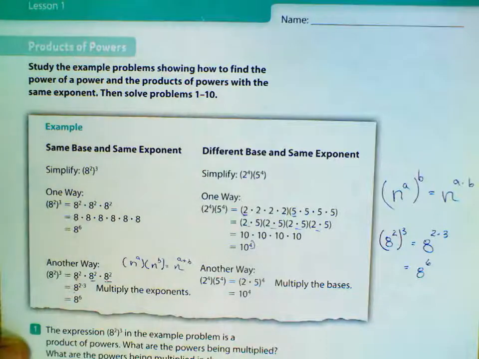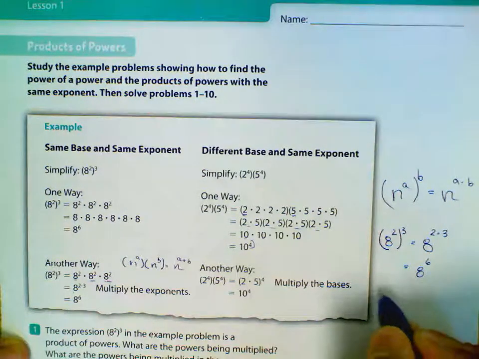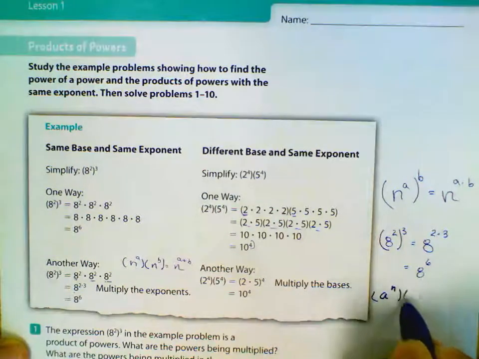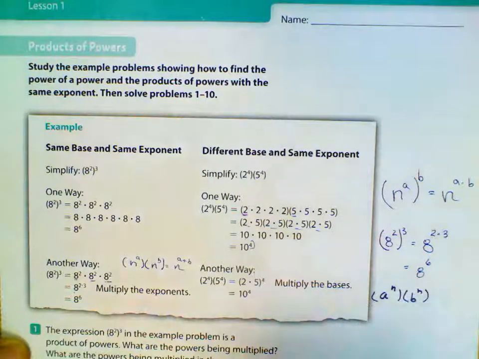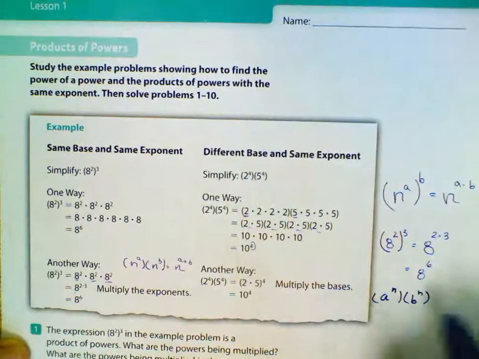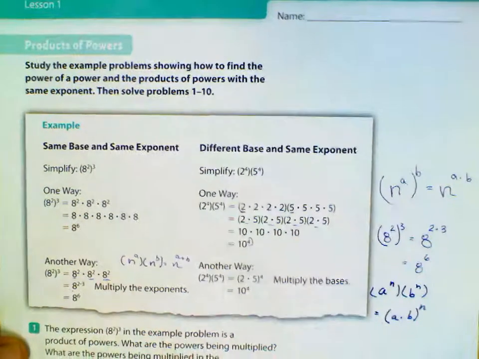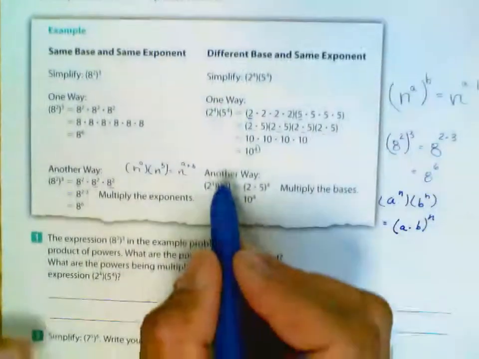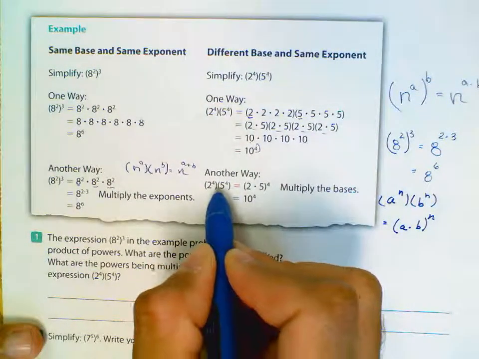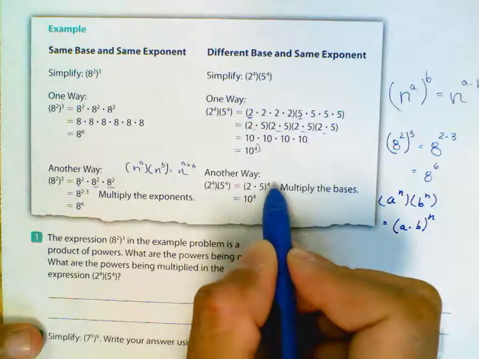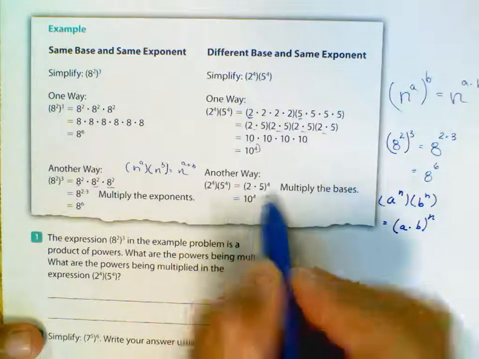Remember the formula. I'm going to write the formula here. So you have a to the n times b to the n. So you have the same exponent, but the bases are different. It is equal to a times b to the n power. So that is the reason why the other way that we have here is 2 to the fourth power times 5 to the fourth power equals 2 times 5 to the fourth power. 2 times 5 is 10 to the fourth power. Okay, now let's look at the following problems.